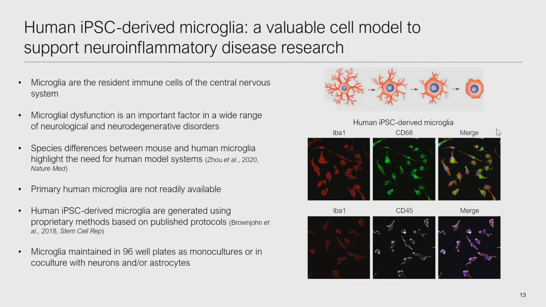Okay, so I just want to spend a little bit of time talking about microglia as the immune cell of the central nervous system. Now, microglial dysfunction is a really important factor in a wide range of neurological diseases, and there's large species differences in the behaviour of rodent and human microglia. So these human systems are really important. Similar to neurons, the human microglia are not readily available, so iPSC-derived systems have been a really important advance to help us really understand the role of microglia in CNS biology and pathophysiology.